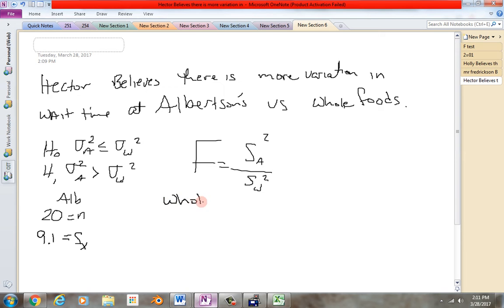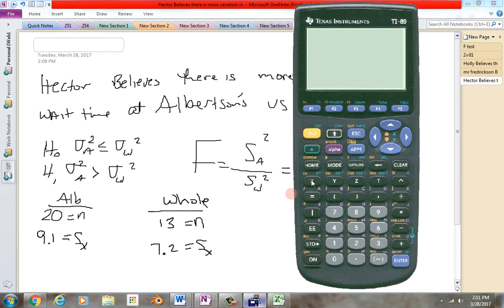So for Whole Foods, let's say he sampled a different number because I like to keep things interesting. 13 people. And again, you wrote it backwards. Why, Jay? Because you're weird. That's why. 7.2 minutes in line. Holy buckets. So, 9.1 squared over 7.2 squared equals, I don't know.